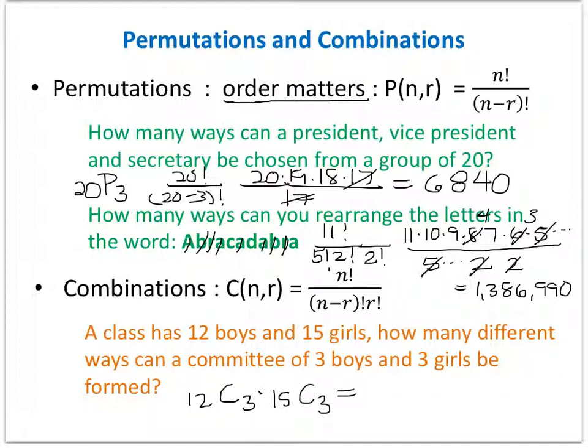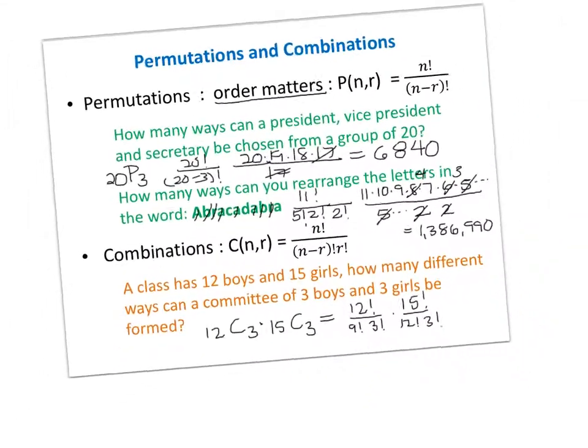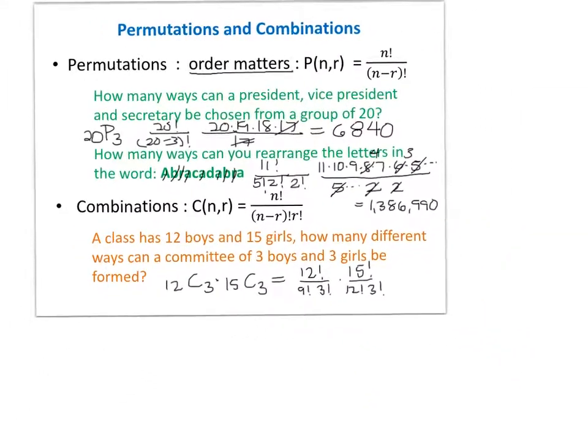And you can either go to your calculator and do that, or you're going to have 12 factorial over 12 minus 3, which is 9 factorial, times 3 factorial, and that will get multiplied by 15 factorial over 15 minus 3, which is 12 factorial, times 3 factorial. So I'm running out of room, so we're going to make this a little smaller.